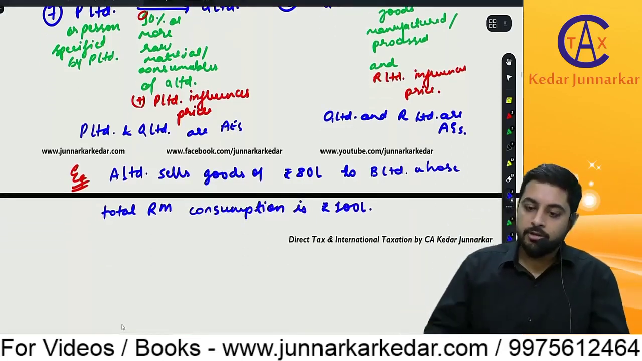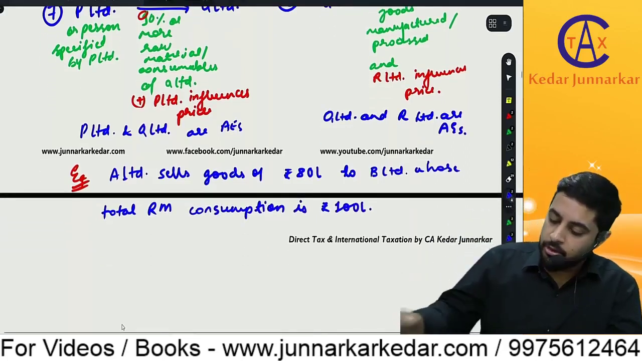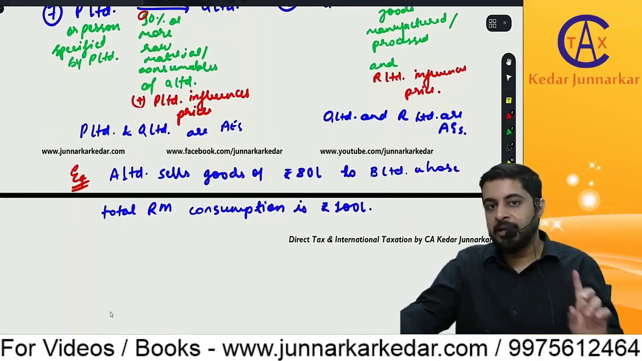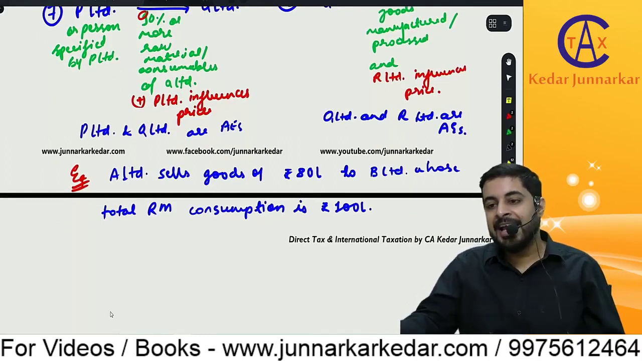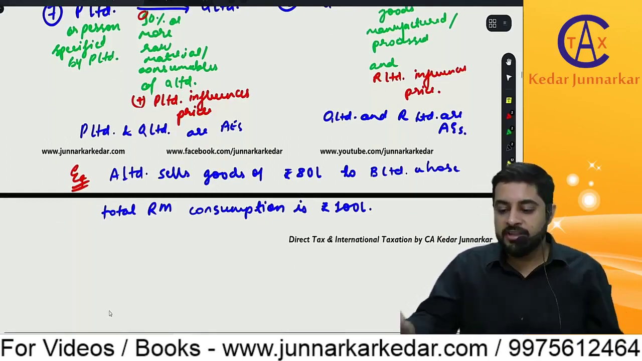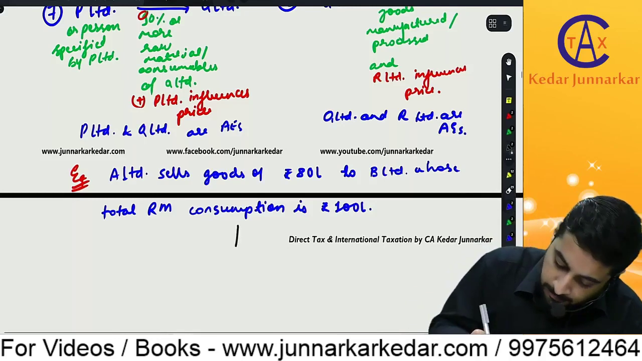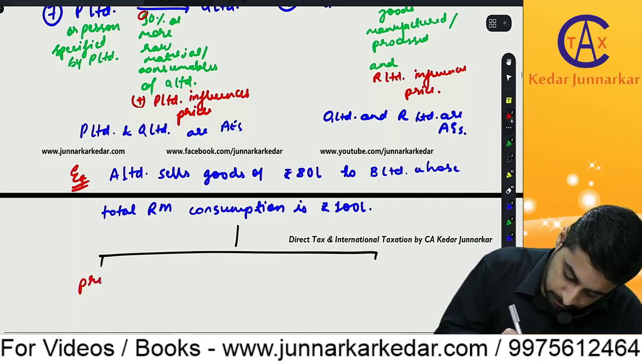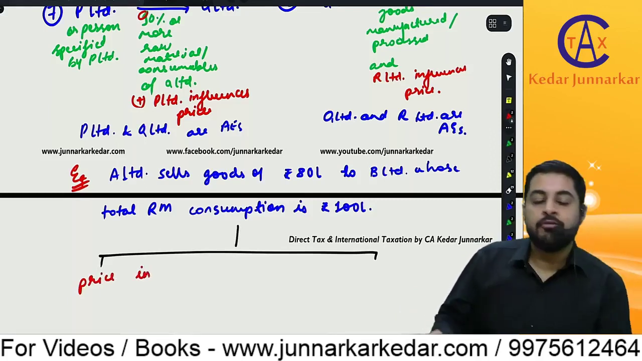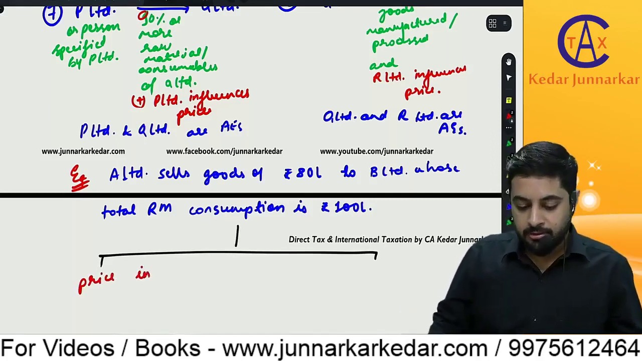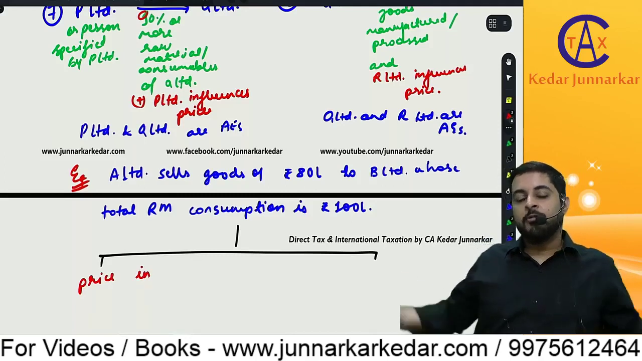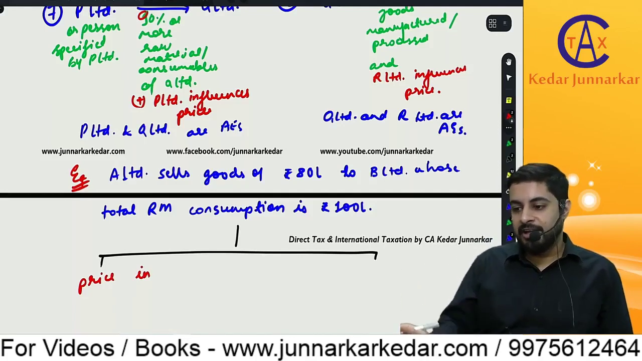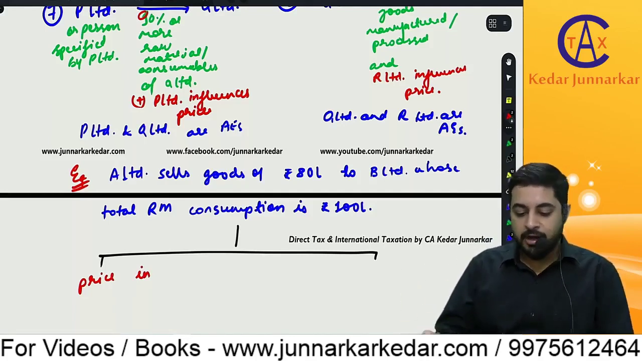So A Limited sells goods of 80 lakhs to B Limited, whose total raw material consumption is 100 lakhs. Whose total raw material consumption? B Limited's. Now, are they AEs or not? It depends on who influences the price. Now, this influencing price is very subjective. So the assessee can take a stand that no, I'm not influencing price. But the AO can say that no, you are influencing price, therefore you are AEs, and therefore transfer pricing provisions would apply.